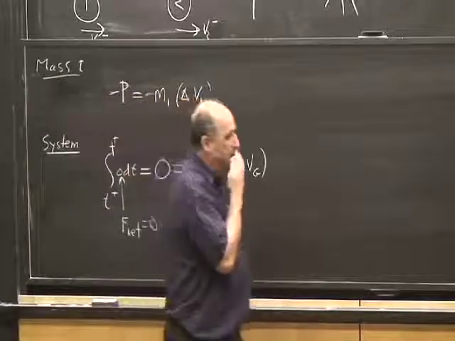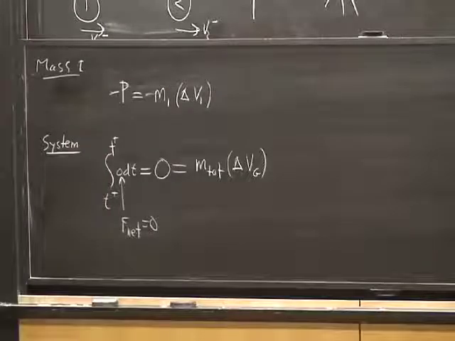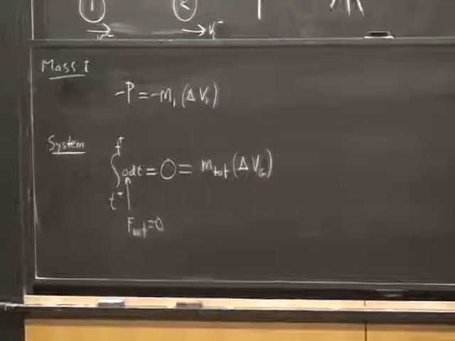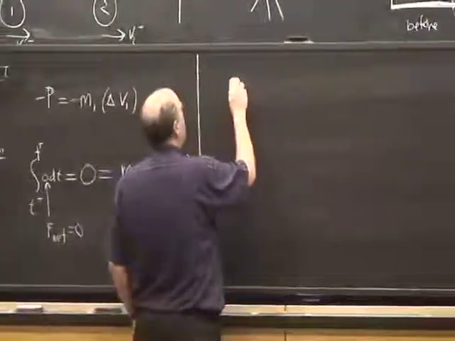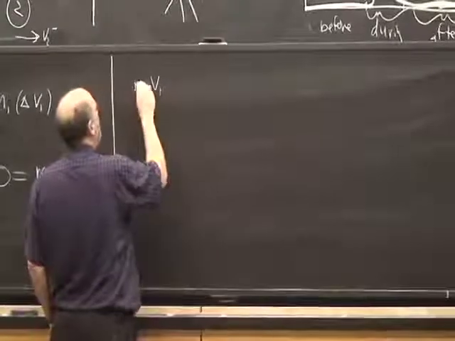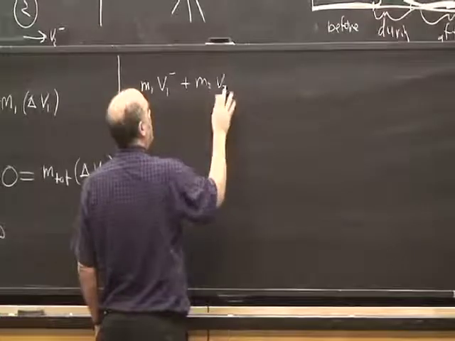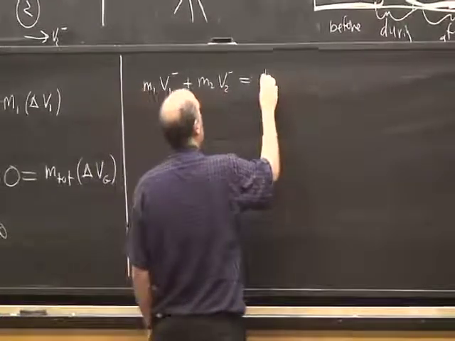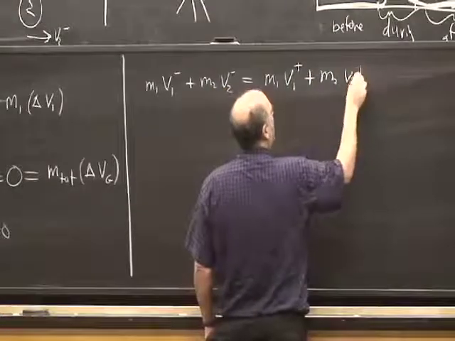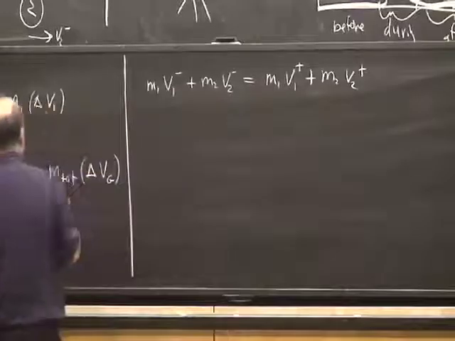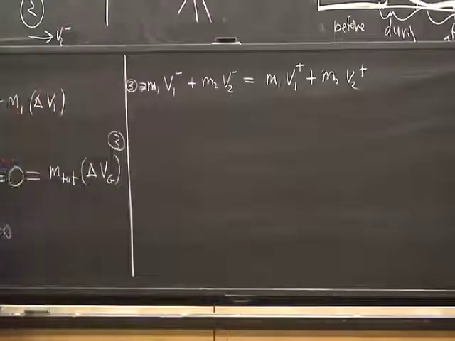Okay, so now we have this thing called impulse, and we have these equations that tell us how things work. So we can summarize what we know about the collision. We know that m1 times v1 minus plus m2 times v2 minus is equal to m1 times v1 plus plus m2 times v2 plus. Where does that come from? That comes from this equation 3. There's no change in the center of mass velocity.